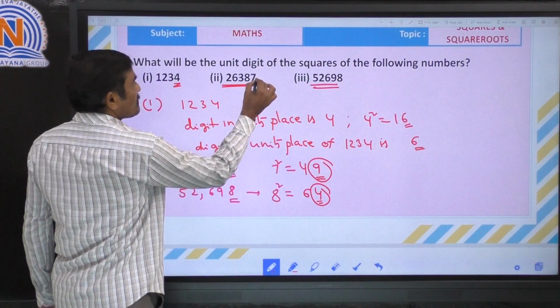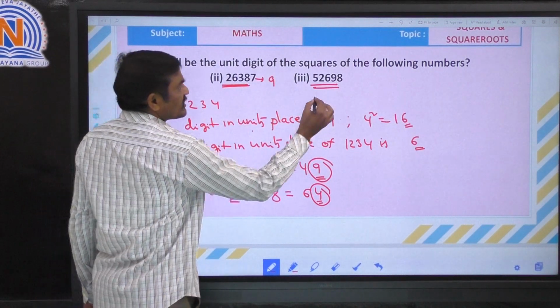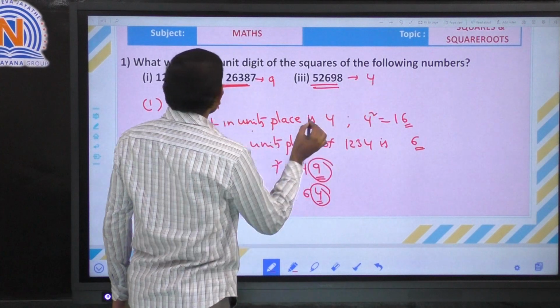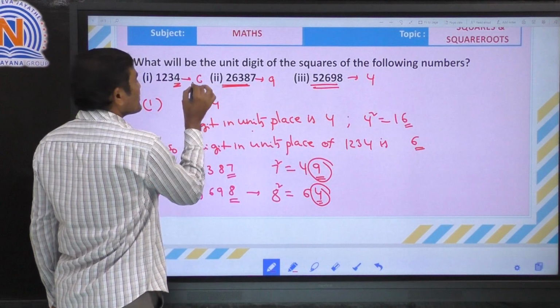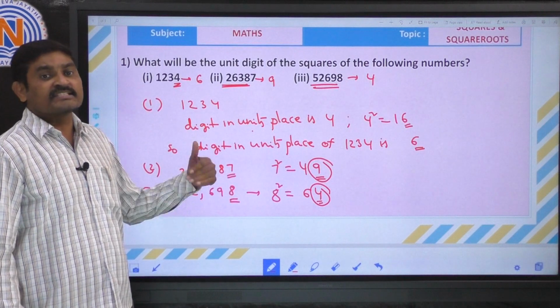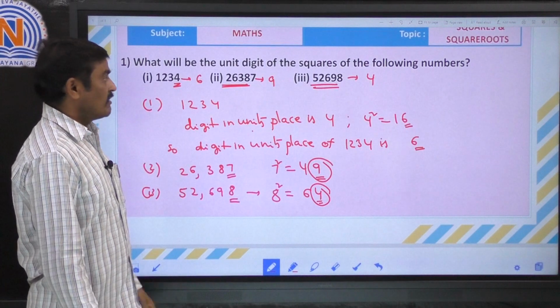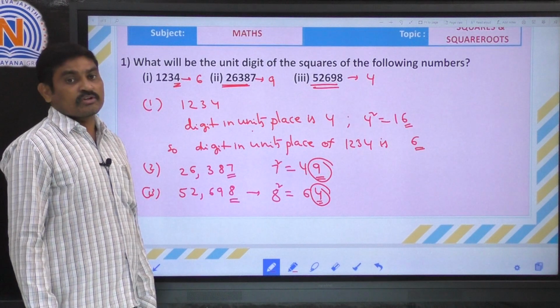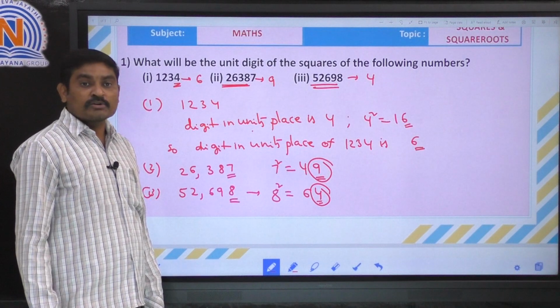So the digit in units place of the first one is 6, of the second one is 9, and of the third one is 4. So the digit in units place of the square of a number depends on the digit in units place of the given number. Okay, so this is the first sum solution. Let us move on to the second one.